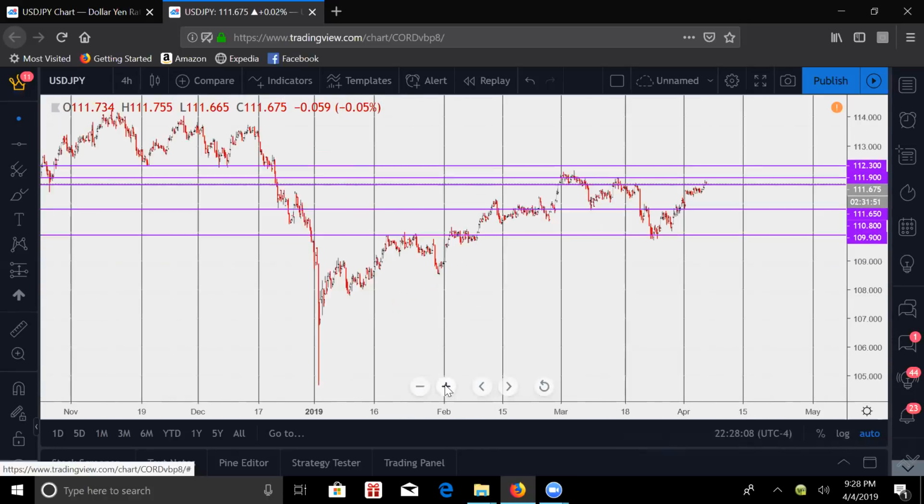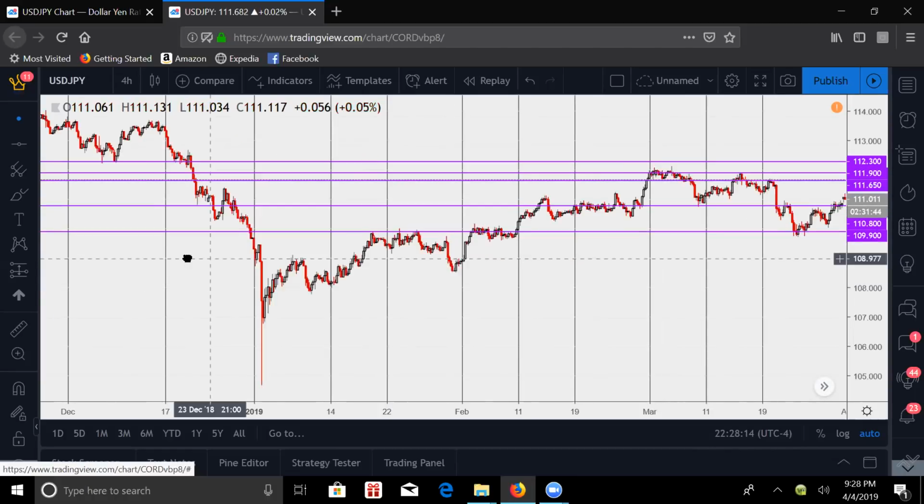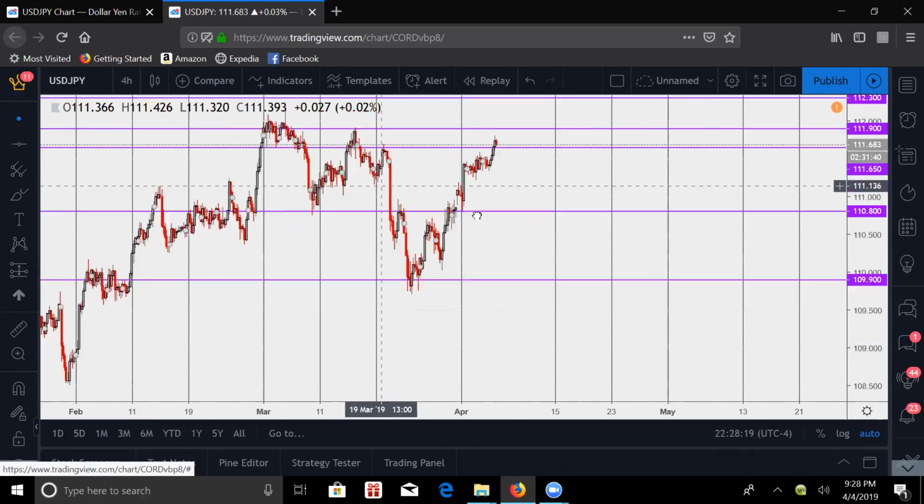Let me zoom in. Sorry for the clicking. That's my laptop. I know it's kind of loud when I click. I don't know if there's a way to silence that on here.